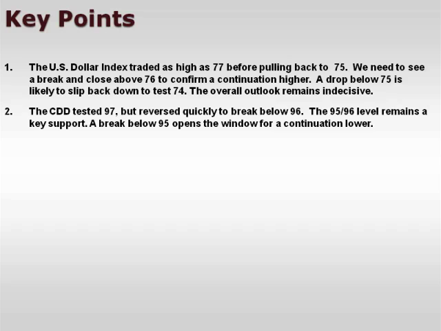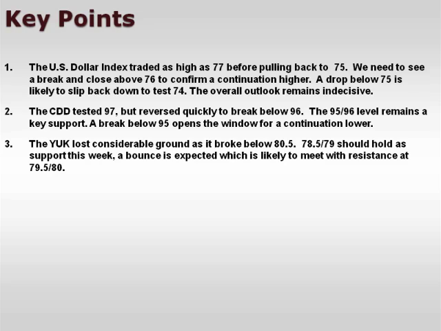The CDD tested 97 but reversed quickly to break below 96. The 95-96 level remains a key support. A break below 95 opens the window for a continuation lower. The YUK lost considerable ground as it broke below 80.5. 78.5, 79 should hold as support this week. A bounce is expected, which is likely to meet with resistance at 79.5, 80.